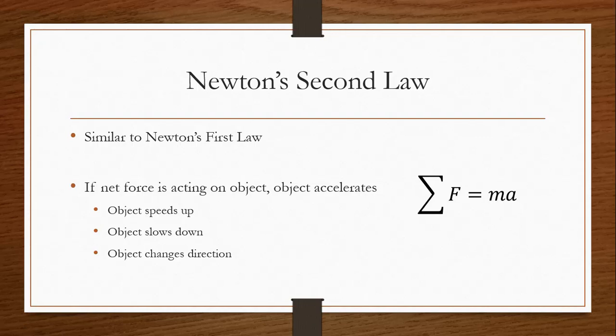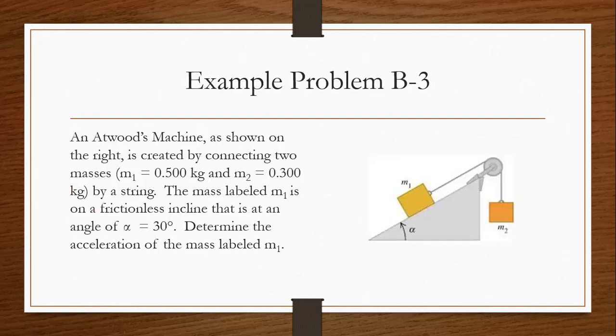So if net force is acting on an object, one of three things must be happening. And all three of these things in physics we count as acceleration. One is an object or system is speeding up. The second is an object or system is slowing down. And the third is an object or a system is changing directions. So let's look at a quick example problem.